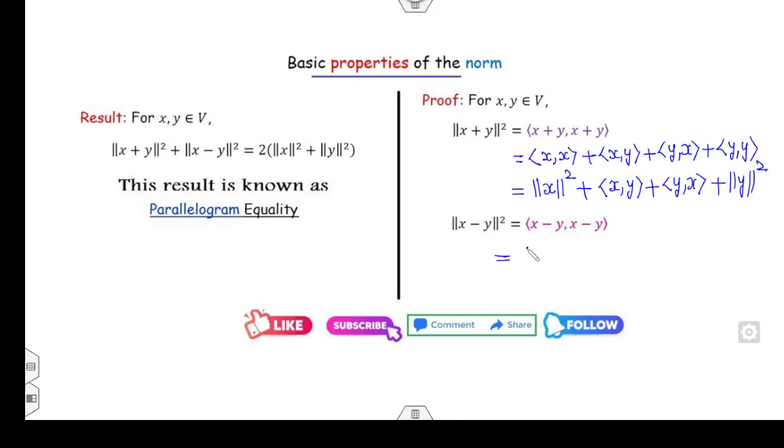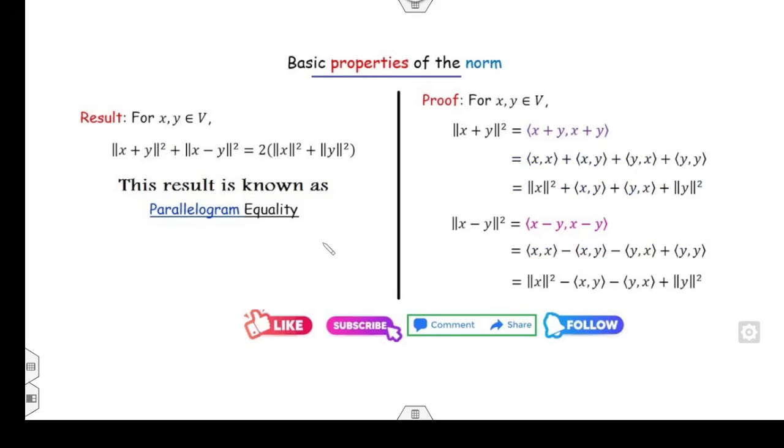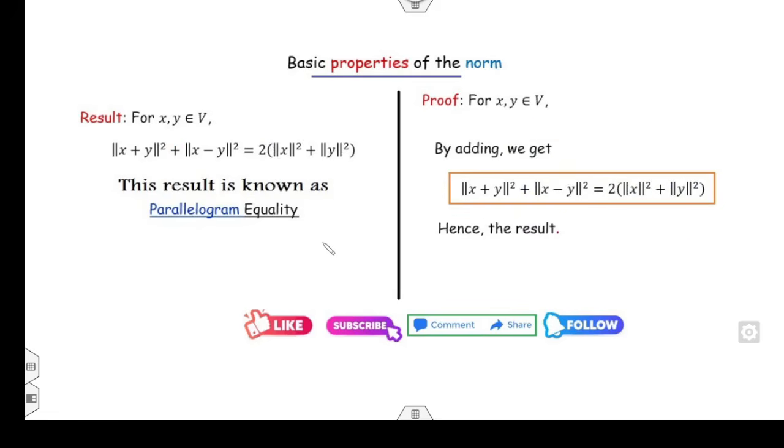Similarly, you can open the below side. It will be norm of x squared, ⟨x, x⟩ is norm of x squared, minus ⟨x, y⟩ minus ⟨y, x⟩, ⟨y, y⟩ plus norm of y squared. Since you need a positive sign, if you add them, what will happen? These two values will be cancelled out. The required result will be twice the norm of x squared plus twice the norm of y squared.